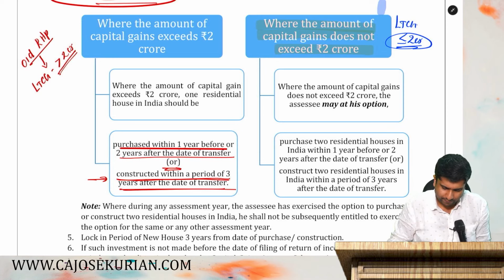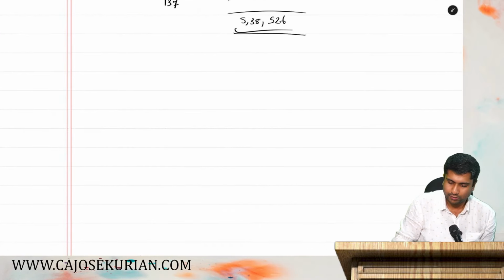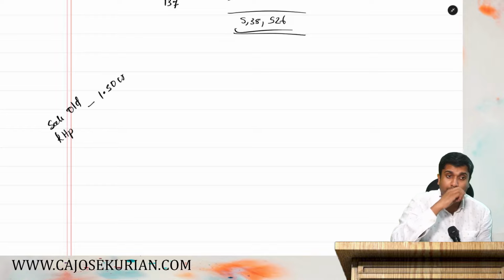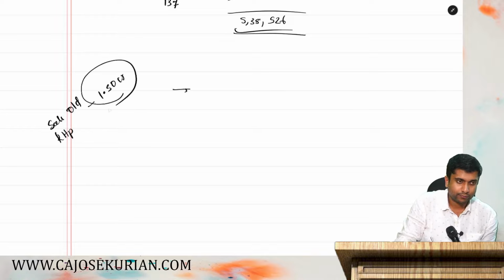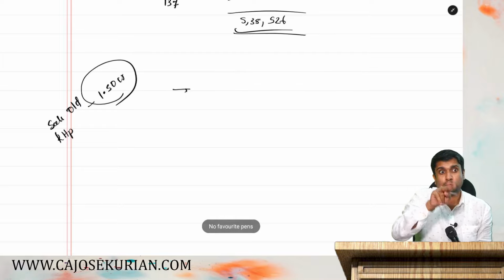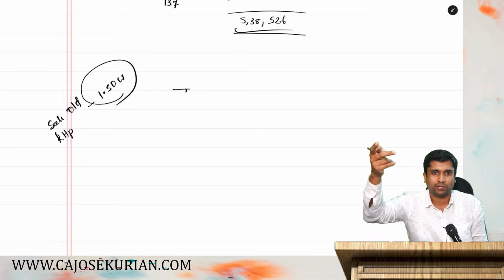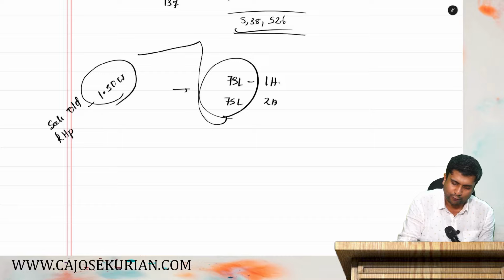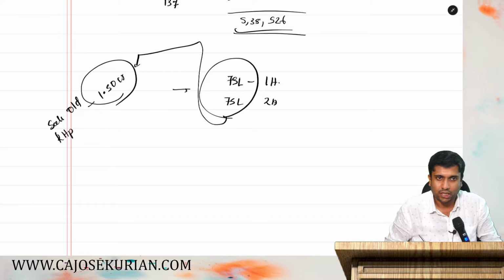Are you with me? Say for example, for better clarity, I'm telling you, listen, on sale of old residential house property, my capital gain was 1.50 crore. It is less than 2 crore. Yes or no? I can make use of that entire 1.50 crore to buy a new residential house property and I can claim exemption. No problem. Or rather, I'm thinking to buy 2 small houses. One I'm planning to live in and the other I'm planning to let out. So 75 lakhs I can invest in one house, another 75 lakhs I can invest in the second house, and I can claim that entire 1.50 crores as what? Exemption. Are you with me?